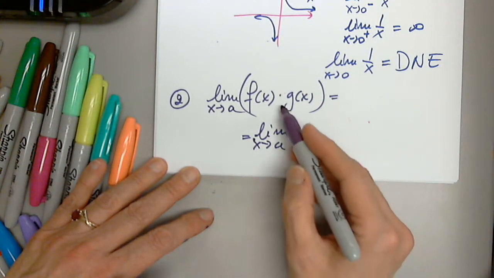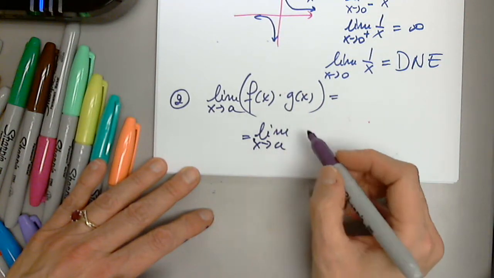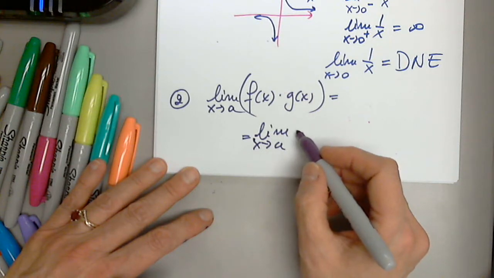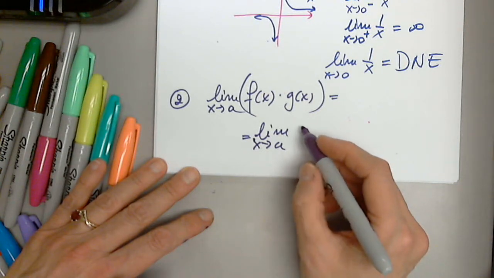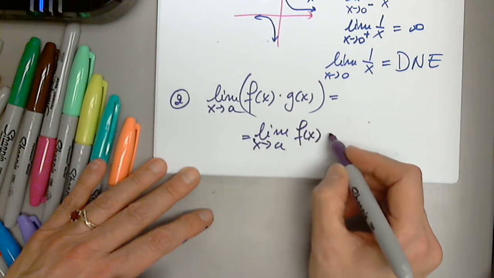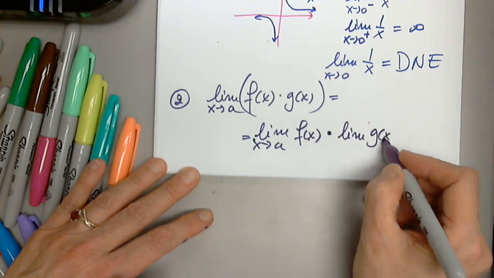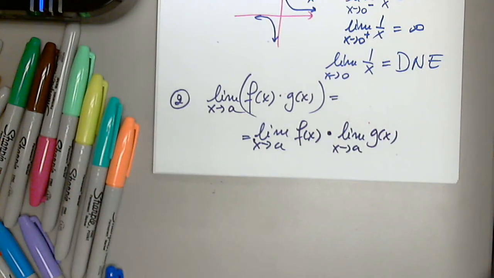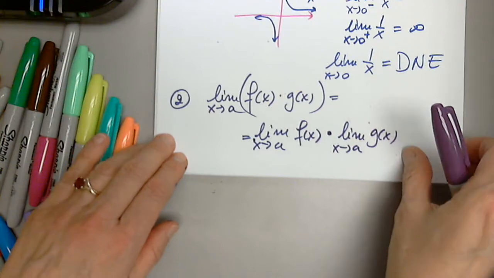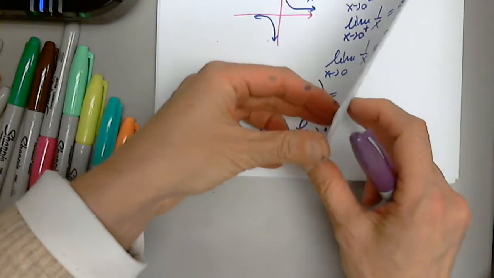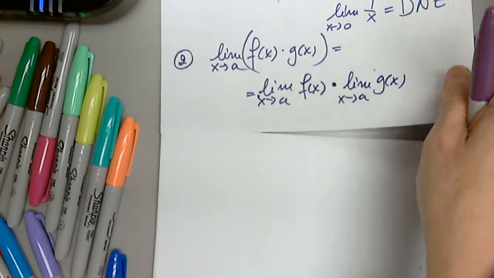It's the same idea. It's a product now. The limit of f of x times the limit of g of x as x approaches a. Same thing. Just common sense. The limit of the product is the product of the limits. Okay. Next one.